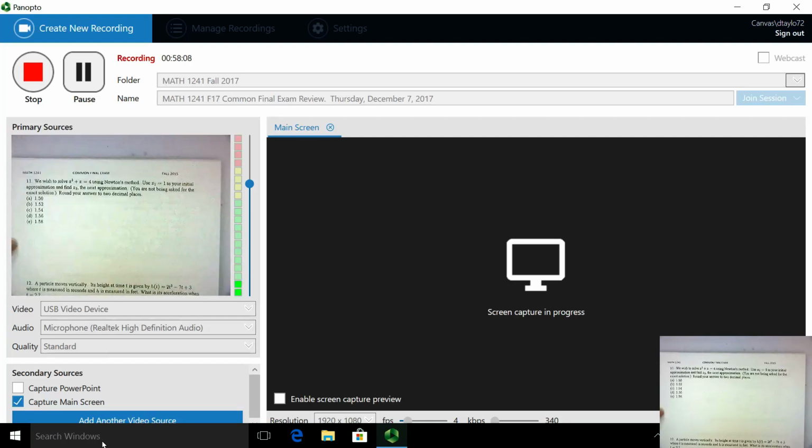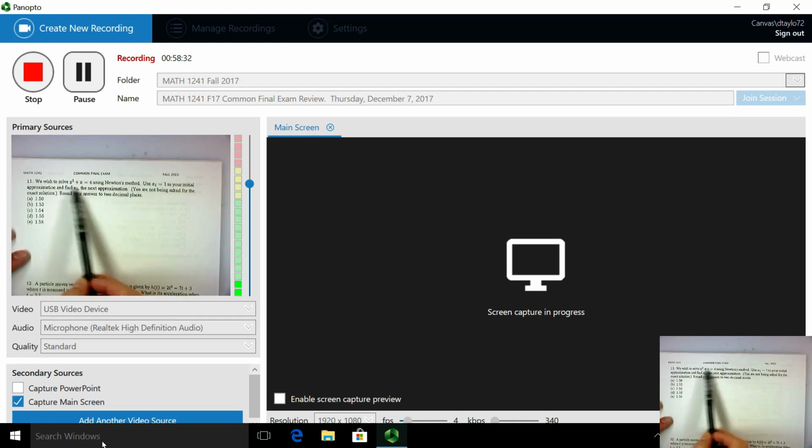All right, problem number 11 says we wish to solve x cubed plus 4 equal to 4 using Newton's method. We would like to use x sub 1 equal to 1 as our initial approximation and then find the second approximation x sub 2. So we're not asked for the exact solution, but for x sub 2 in this particular case. First of all, in order to use Newton's method, I need an equation that has been set equal to 0.